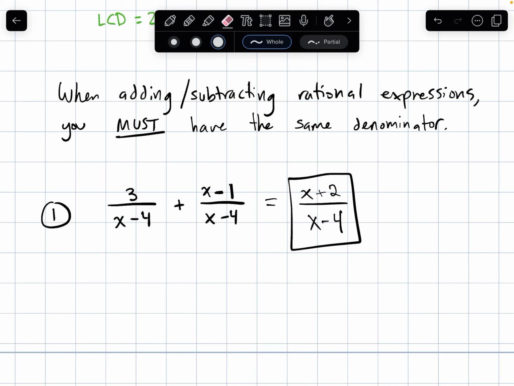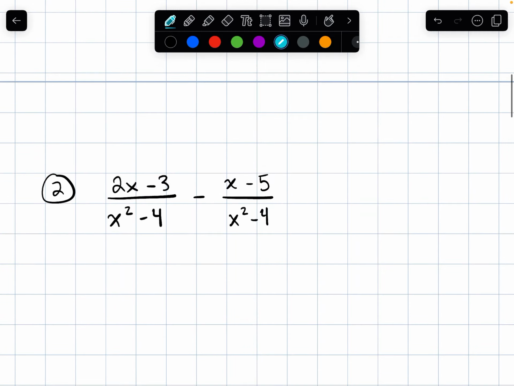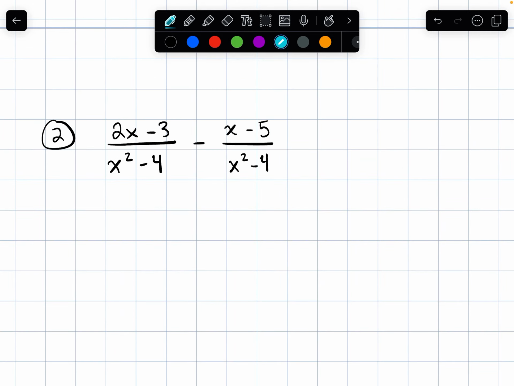So we know that we cannot have any sort of cancellation. We are done. Nothing factors, nothing reduces. That would be our final answer.